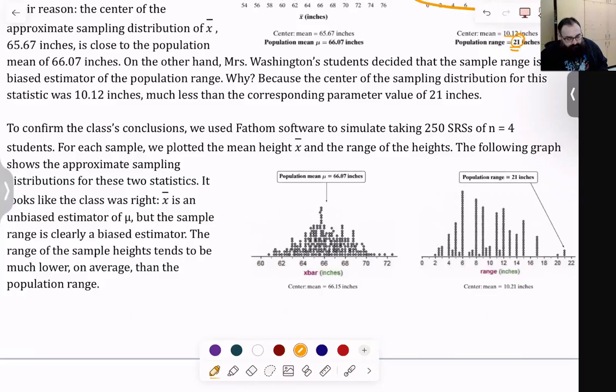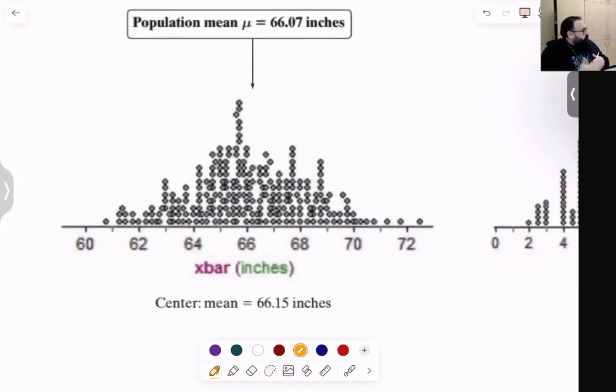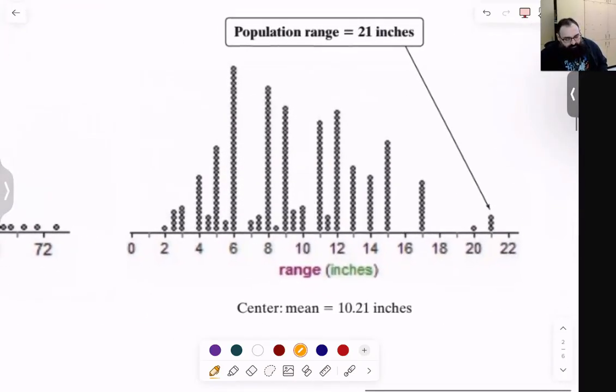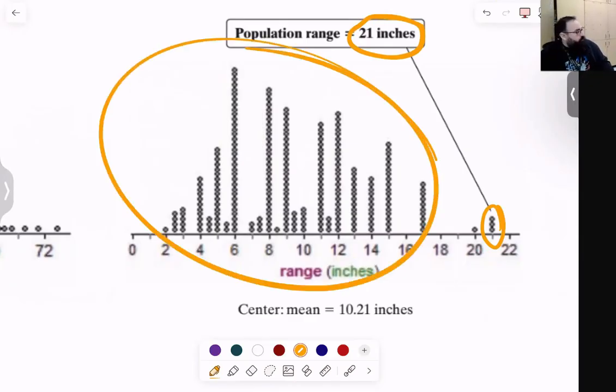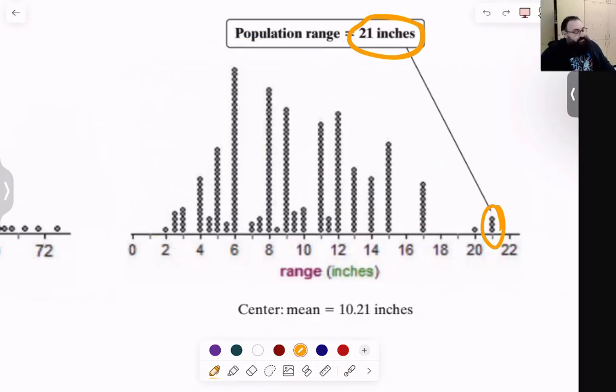So notice here, they basically reran the trial, but 250 times in a computer. And notice that this computer simulation got this center, but the actual population mean was 66. Would you say that's pretty spot on? Yeah. But notice here, the population range was 21, so the actual population is that number over there. But this is all over the place. And would you say that it's consistently underestimating 21 or overestimating?